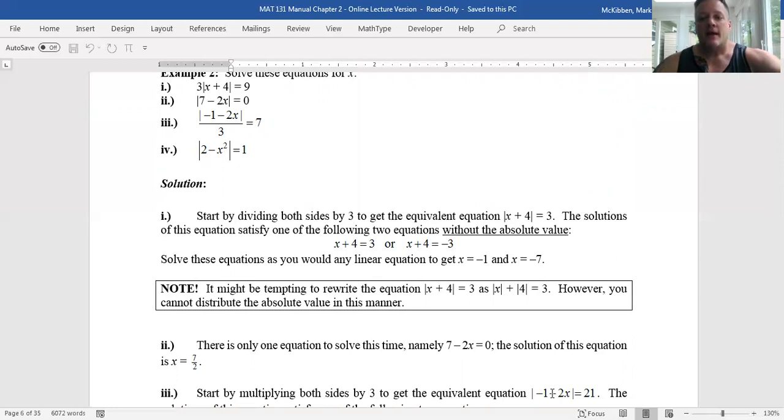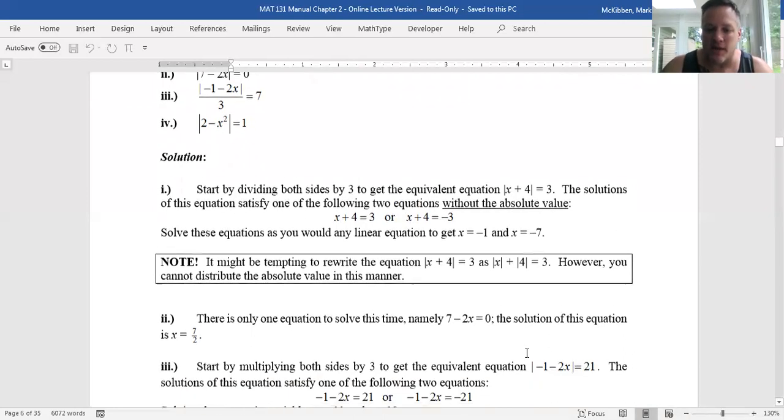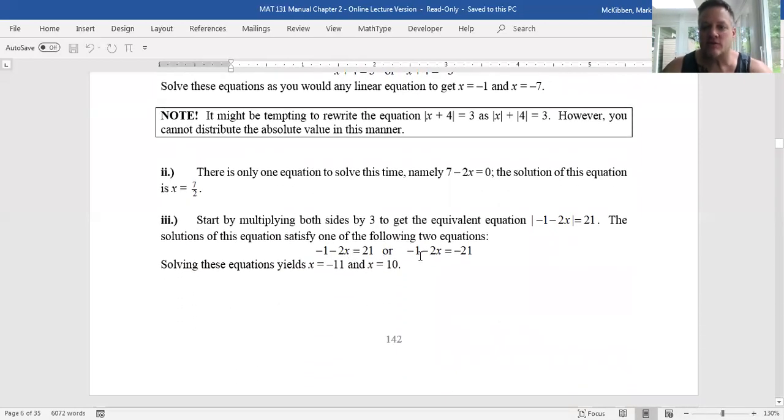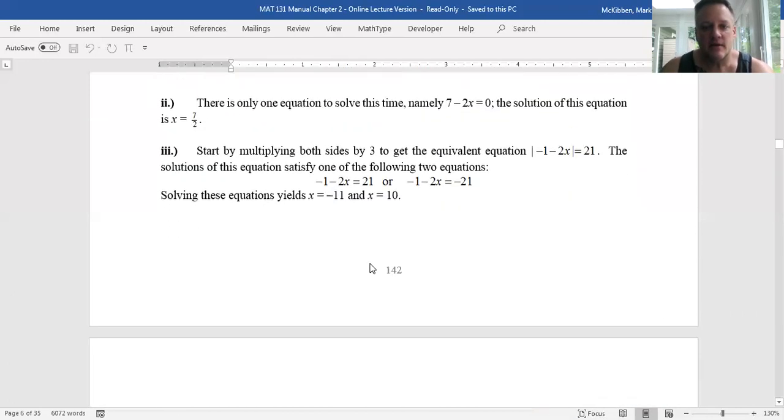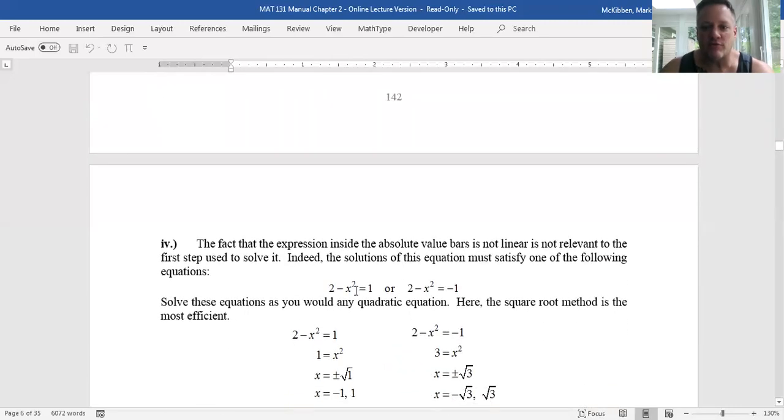Sorry about that. Okay, so you set the inside here equal to 21 and the inside equal to -21. And then you just solve those linear equations like you normally would. Okay. And then finally here, you have the absolute value of 2 minus x squared equal to 1.